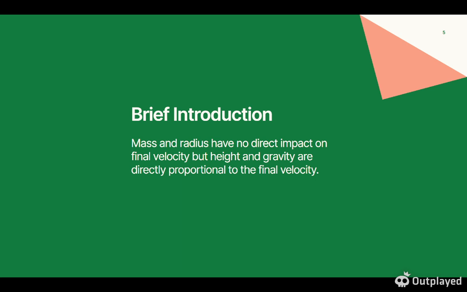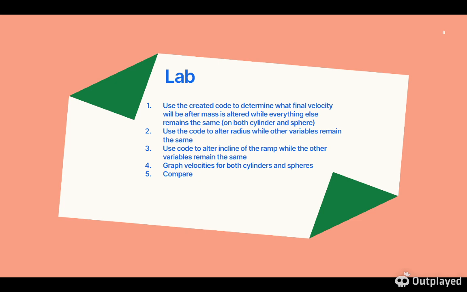Lab. Use the created code to determine what the final velocity will be after mass is altered while everything else remains the same, both on the cylinder and the sphere. Use the code to alter radius while other variables remain the same. Use the code to alter incline of ramp while other variables remain the same. Graph velocities for both cylinders and spheres.